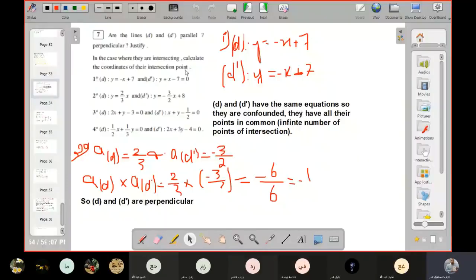In this period, we are going to continue solving exercises about lines in the coordinate system. We are going to continue with exercise number 7, part 4.